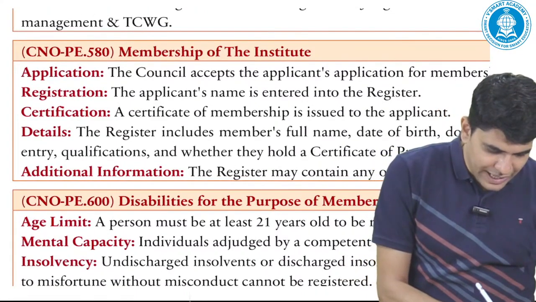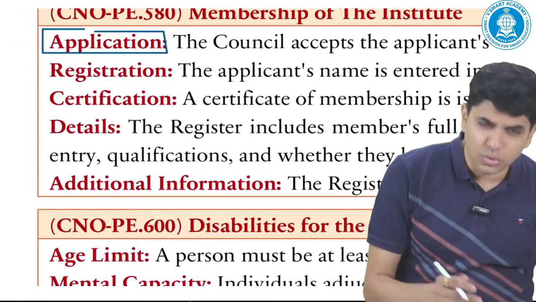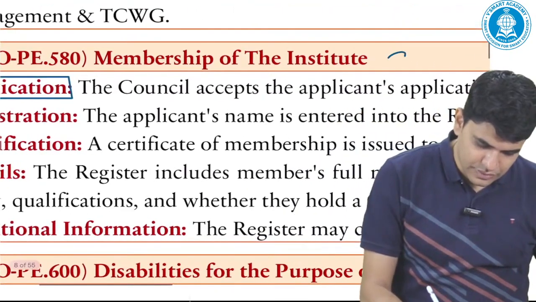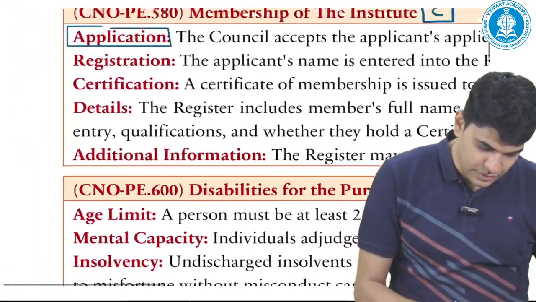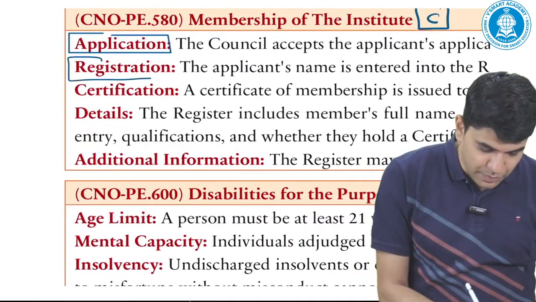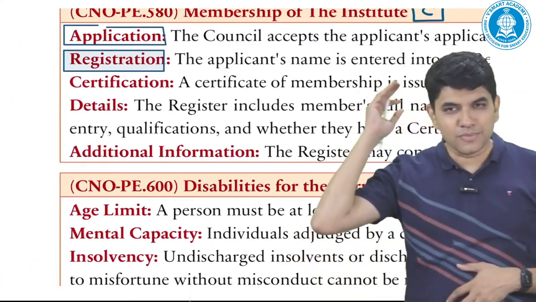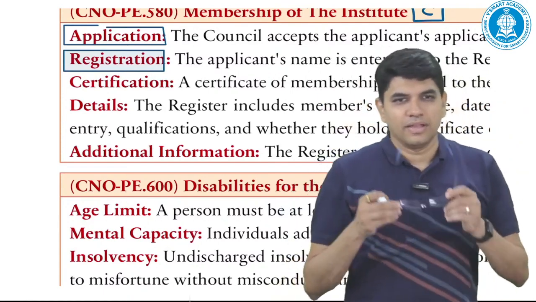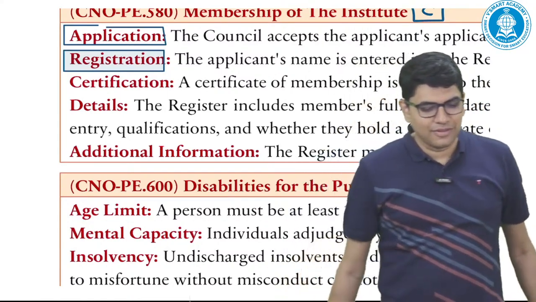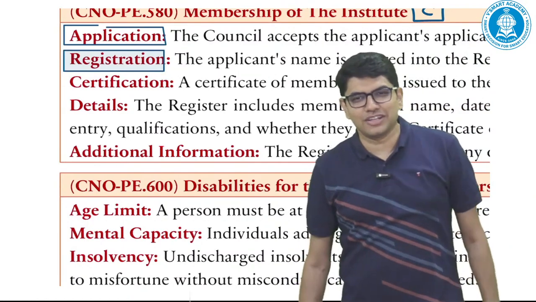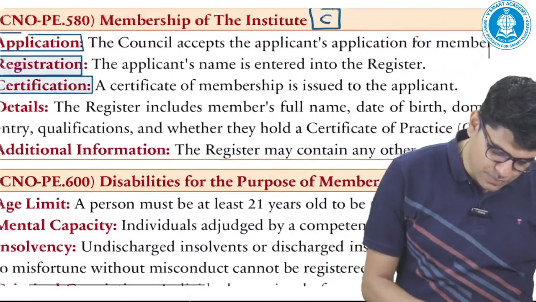So the first thing is you have to make an application to the council. It is Form number 2. No need to remember the form number, but these are some basics you should be aware of. If a proper application is there, the applicant's name is entered in the register of members. He becomes officially a member of the institute. He gets a membership number, a number which is going to stay with the chartered accountant for life. And he will be given a certificate of membership issued to the applicant.